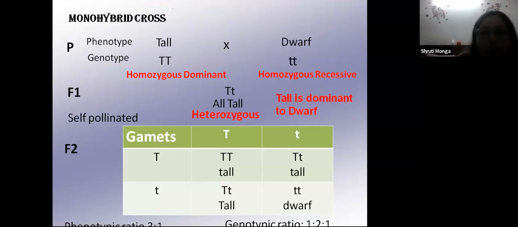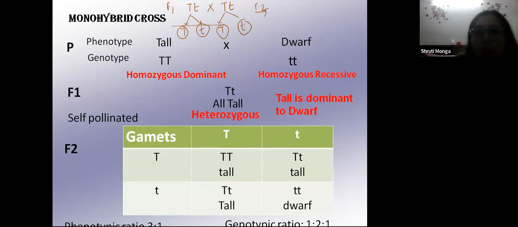F1 is capital T, small t, which will become the parent for the second generation. Okay. So gamete from here, this, from here, this. Now I want to make the F2 generation.